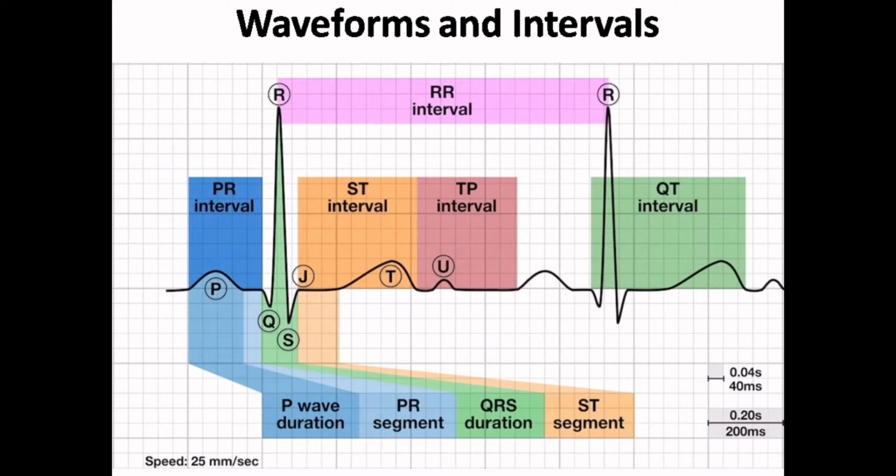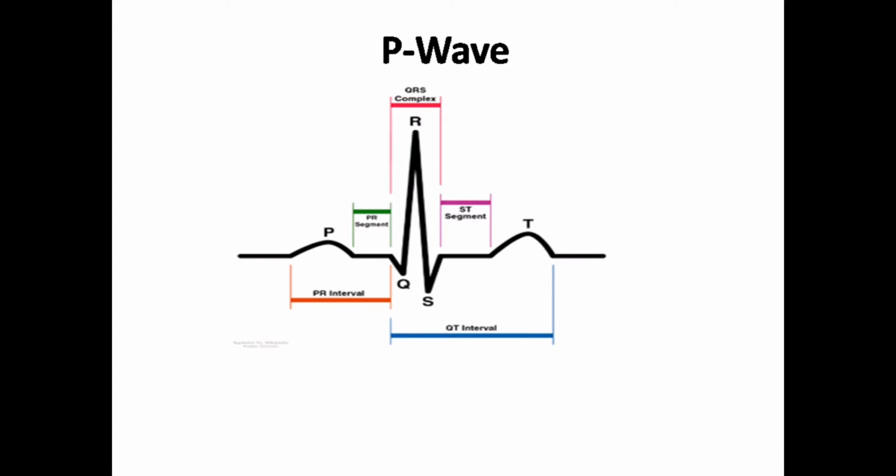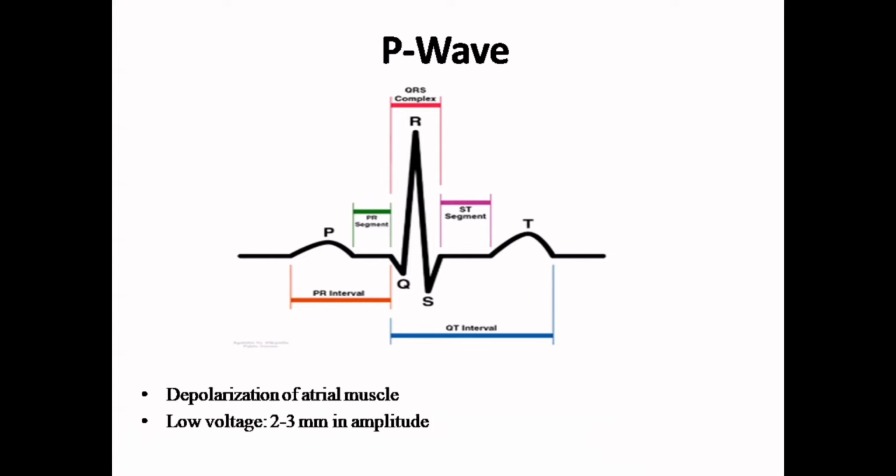So we will move on to the waves. Initially we will see what is a P wave. So a P wave represents the depolarization of the atrial muscle. Depolarization means the contraction of atrial muscle. So the voltage will be 2 to 3 millimeter in amplitude, and the duration will be less than 0.11 seconds, that is 2 to 2.5 small squares. That is the duration of P wave. So it represents the atrial contraction.